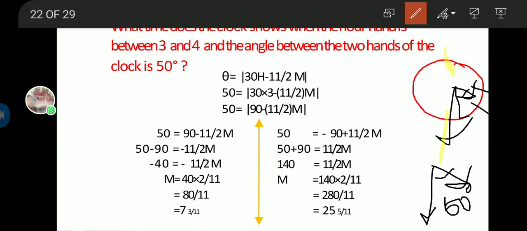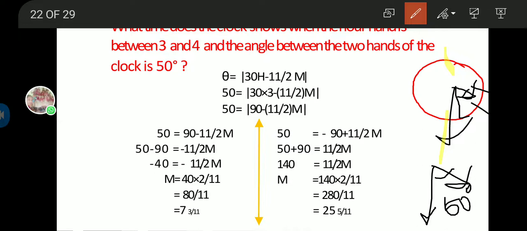Theta equals 30 hours minus 11 by 2 minutes. Theta is 50, so 50 equals 30 into 3 minus 11 by 2 into minutes. The minutes are not given. 50 equals 90 minus 11 by 2 minutes. So here we have to find the minutes.